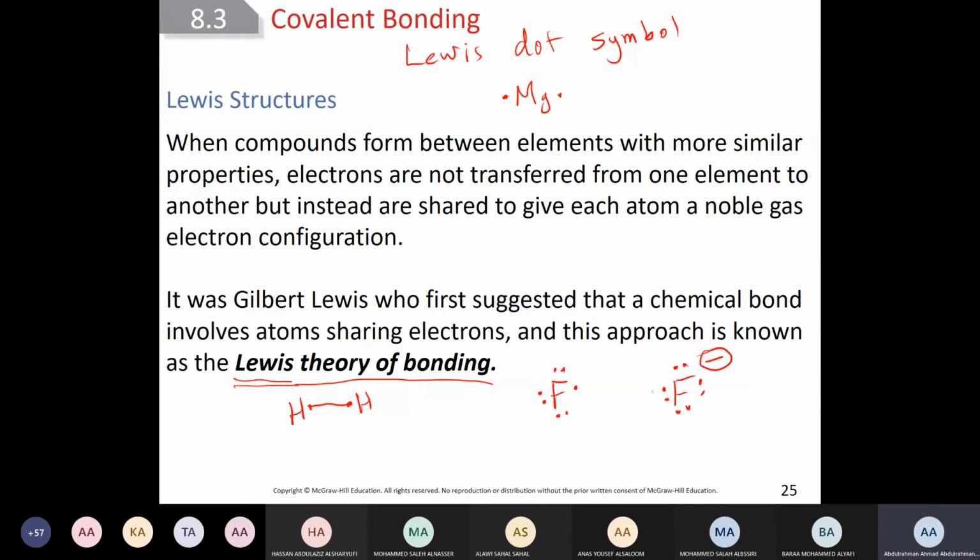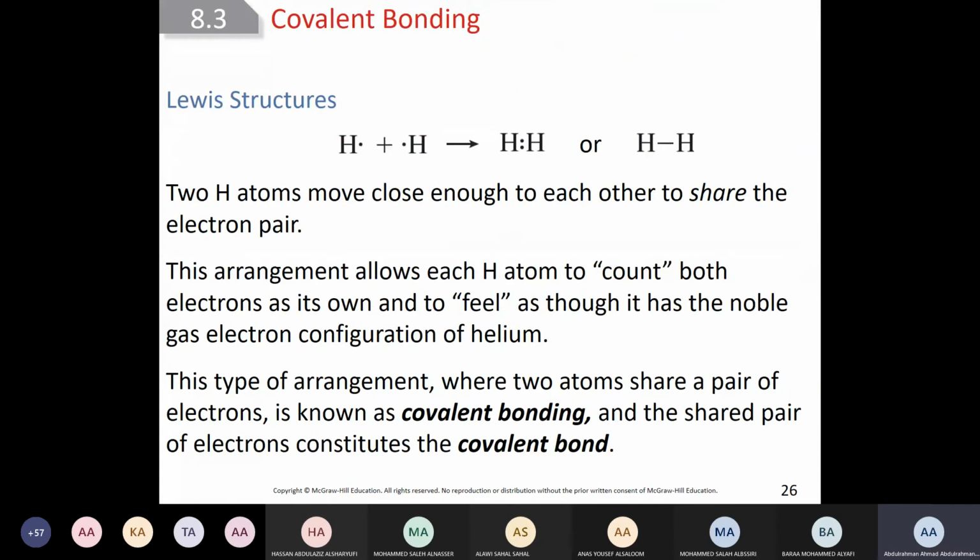Okay, I repeat one more time. Let's go to the next slide. This hydrogen has 1 electron, and the other hydrogen has 1 electron. And Lewis says that hydrogen will always like to have how many? 2 electrons around it. That's why this hydrogen will come with this hydrogen and make 2 electrons, whether we draw it like this, or like this, or like this. It doesn't make any difference.